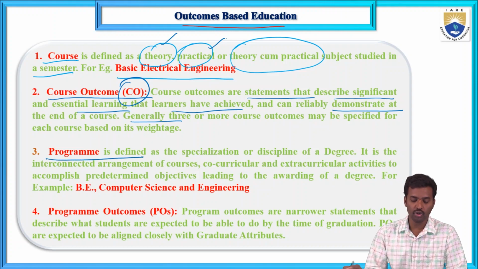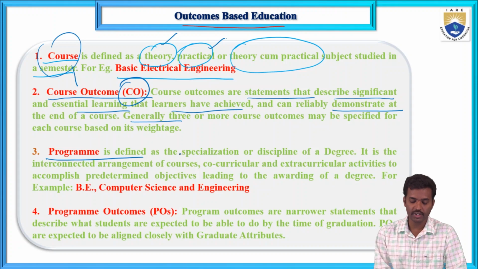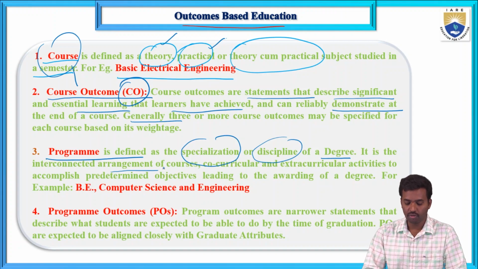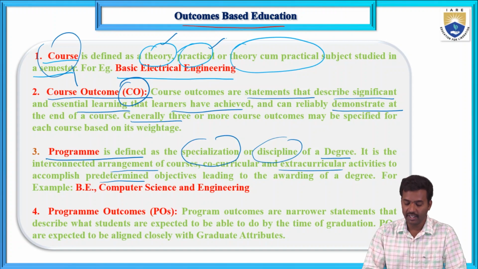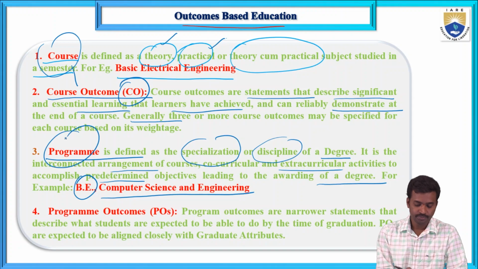And next, what is the program? Each course has its own outcomes. Program is defined as a specialization or discipline of a degree. It is the interconnected arrangement of courses, co-curricular and extracurricular activities to accomplish predetermined objectives leading to the awarding of a degree. Examples of a program are BTech computer science engineering and BTech electrical and electronics engineering. And next, the program outcomes.